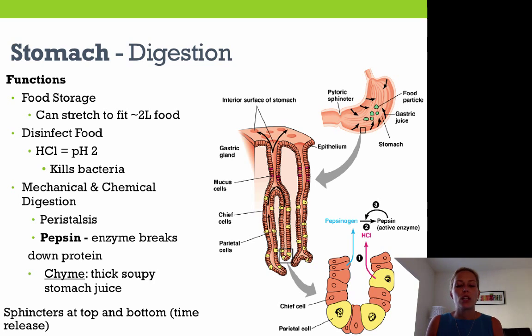The pyloric sphincter at the bottom of the stomach will then slowly squeeze out chyme into our next part of the digestive tract, which is the small intestine. The stomach has hydrochloric acid in it, and I mentioned that before. It's designed to kill bacteria. So this acid is extremely acidic with a pH of 2, and it actually can burn your skin.